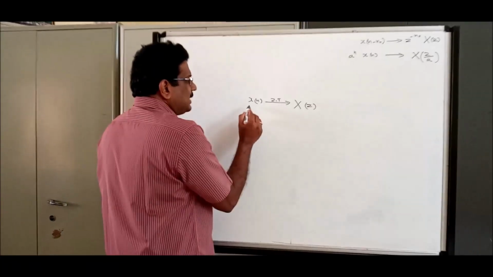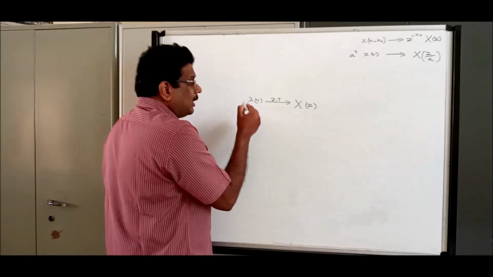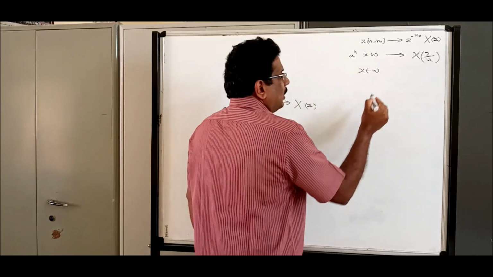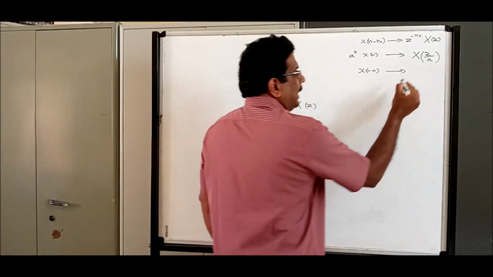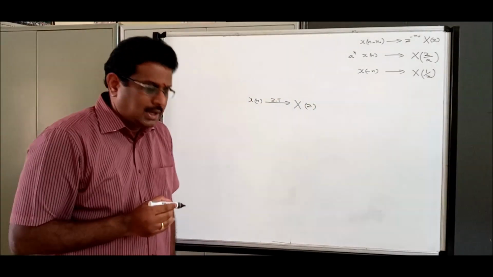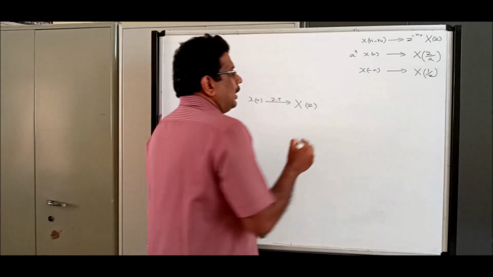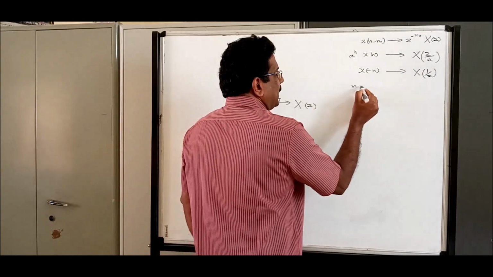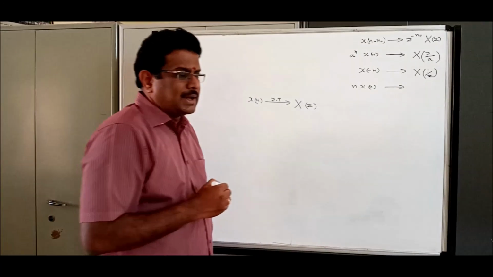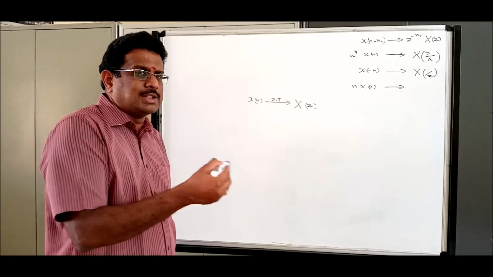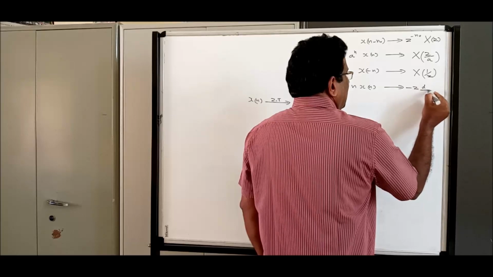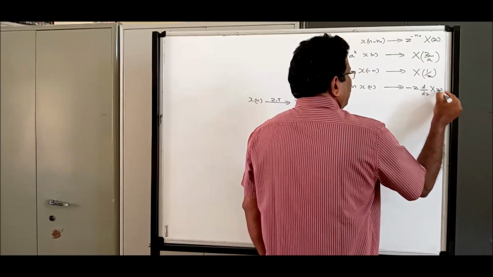If the time domain is reflected, x of minus n, what will happen in z domain? It will become 1 by z. This is the next property. We call it time reflection. In case you multiply the time domain by n, that is n x of n, what will happen in z domain? This is called differentiation in the z domain. We had this particular property, which is minus z d by dz of x of z.